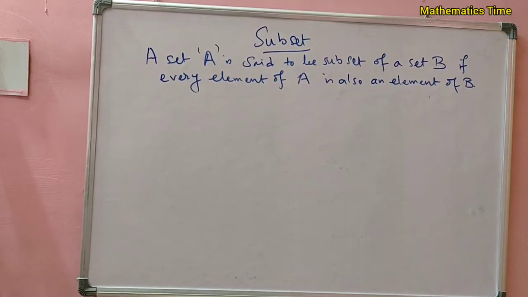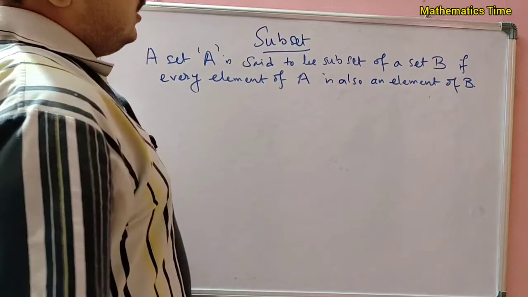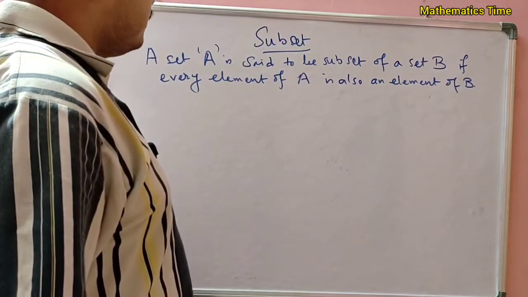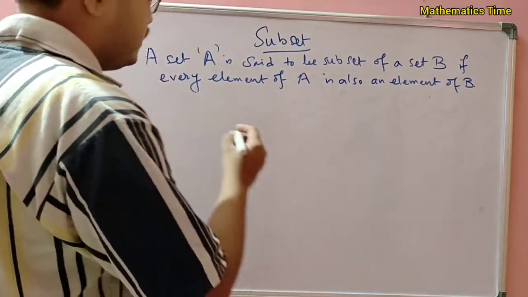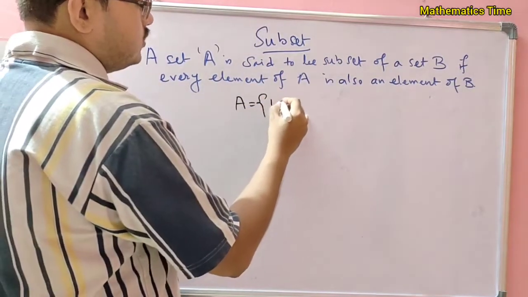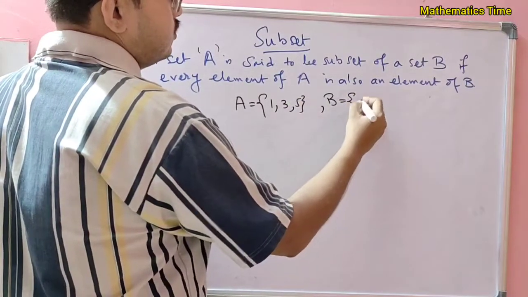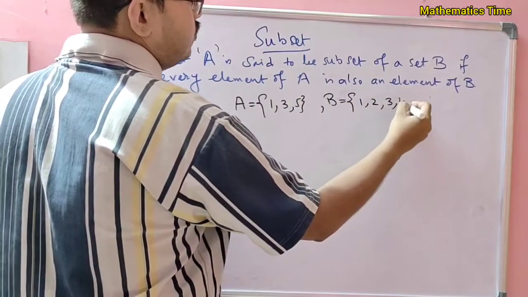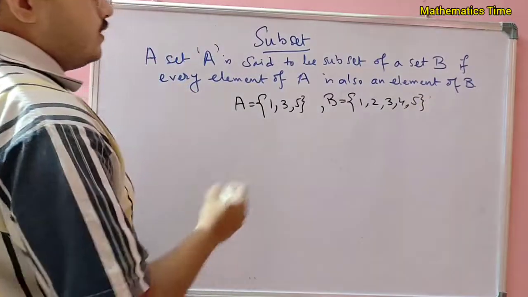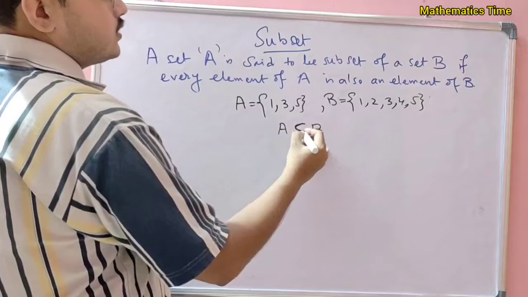we will talk about subset. A set A is said to be a subset of a set B if every element of A is also an element of B. Let us take an example. A is equal to {1, 3, 5} and B is equal to {1, 2, 3, 4, 5}. Okay, then we will write A is a subset of B. This is the symbol of subset.